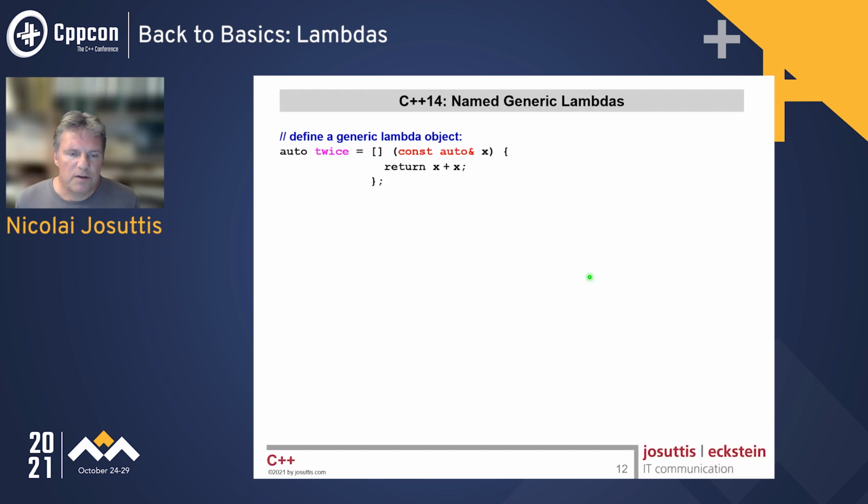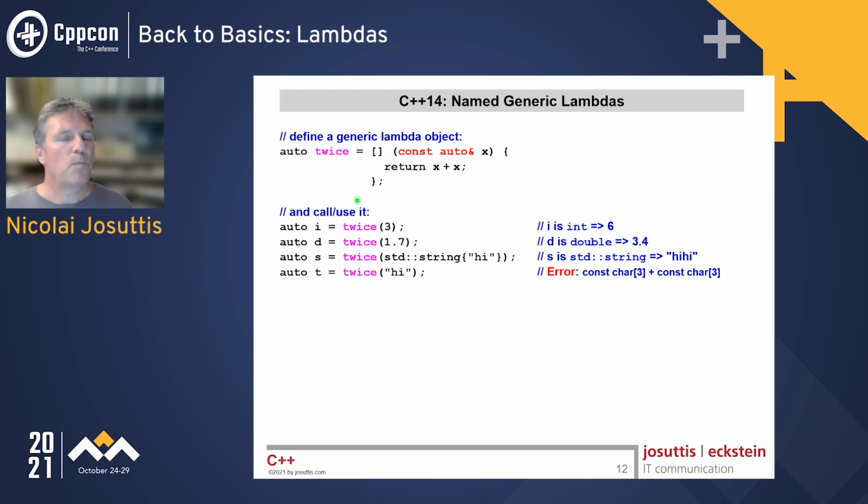In C++14, we introduced something else. We introduced generic lambdas. So you could say, I don't care about the type of the passed argument. I take everything as long as it compiles. So here we have a lambda, an inline defined function we call twice. Well, we have the lambda here, and with this lambda, we initialize an object. We can call twice for an int, twice for a double, twice for a string, and twice for a string literal.